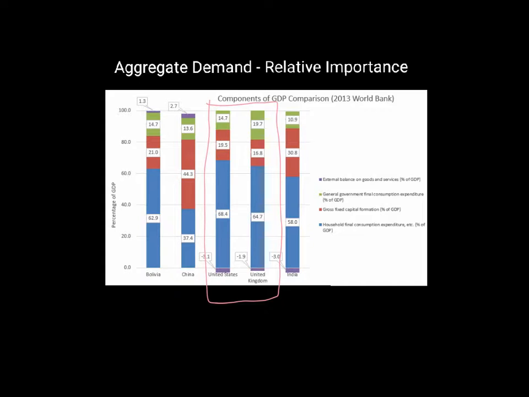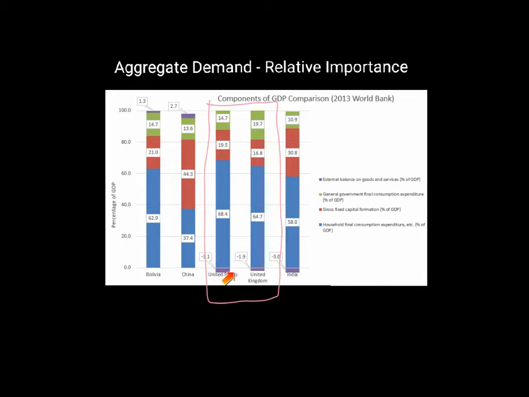Now, see as well that if we look towards the top here, these two figures are slightly reversed. So what does this tell us? Well, it tells us that investment has a slightly larger importance to the US economy than to the UK, and the government expenditure is relatively more important in the UK than it is in the US. So, although, as we can see there, the figures are relatively similar.